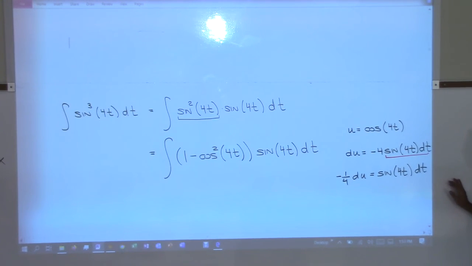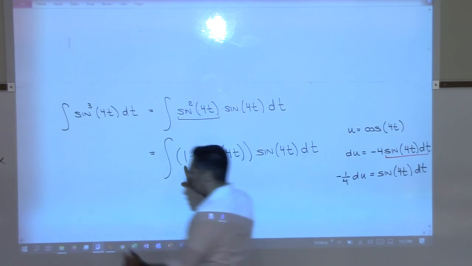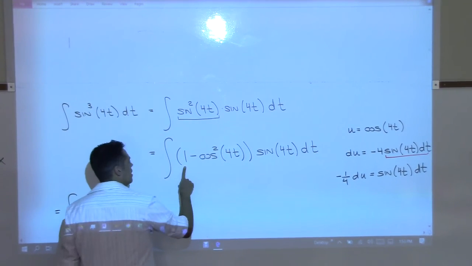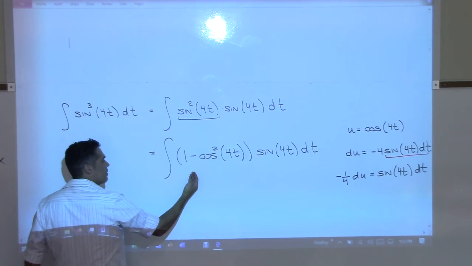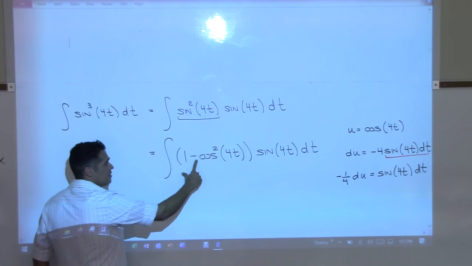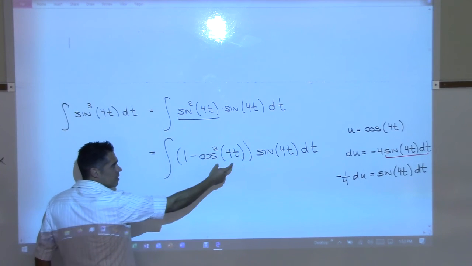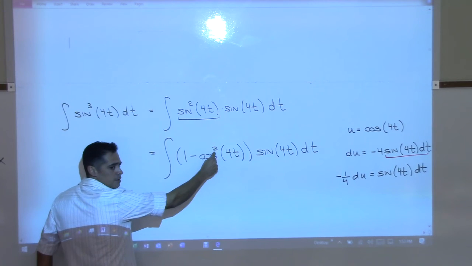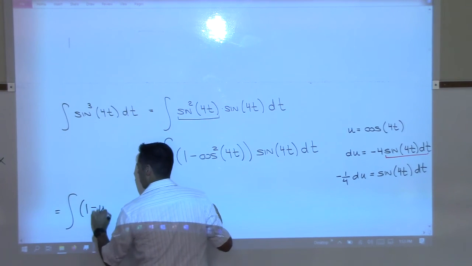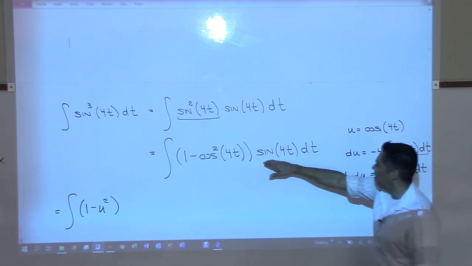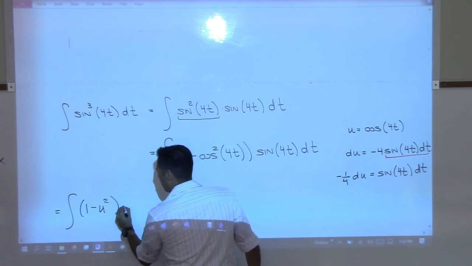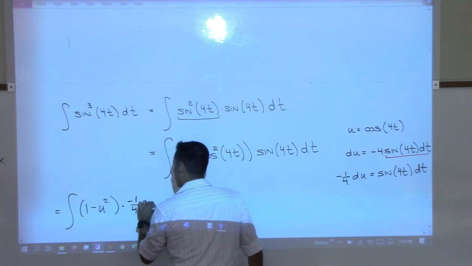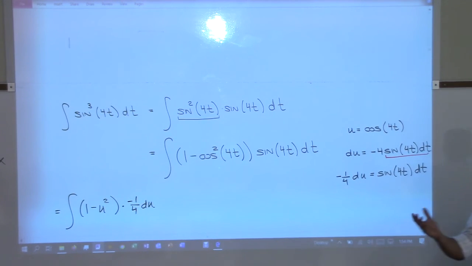Yeah? Okay, Fernando, let's rewrite the whole integral now. This integral now becomes integral, and then what is this, Fernando? Okay, so this is just 1, right? Minus, now what was cosine of 4t? What did we say that was? That was u, and then squared. So this is just going to be 1 minus u squared, right? And then this piece right here is this, which is this, right? Yes. So negative 1/4 du. And I didn't leave myself enough room up front, so I'm just going to put it here. Does everyone see that?